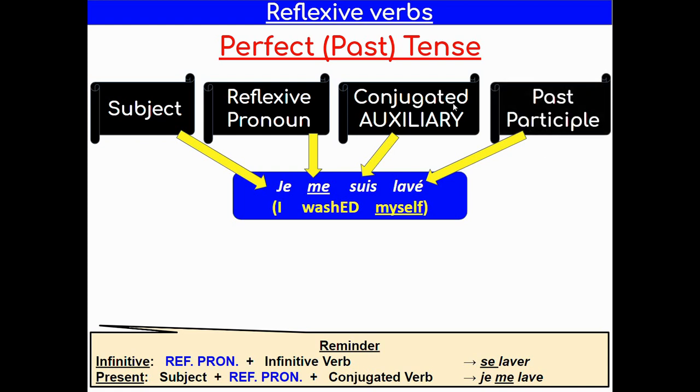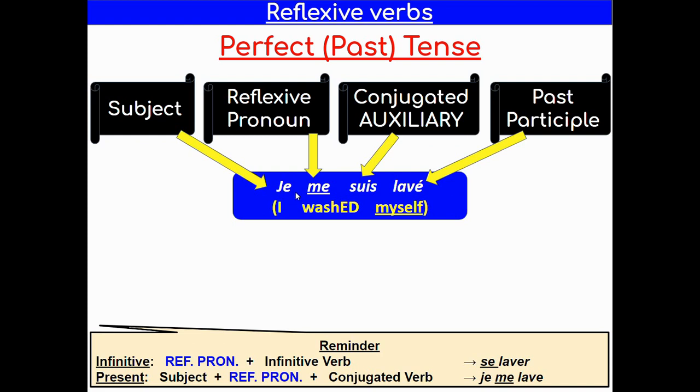Notice I wrote conjugated auxiliary. This will be relevant later. I said conjugated auxiliary because conjugating means matching a verb to its subject. And suis is the one that matches the subject. This here, the past participle, will be the same whatever the subject is as long as it's in the perfect tense. Okay? So you might say tu t'es lavé, il s'est lavé. The past participle will not change. This is what will change. The auxiliary is what's conjugated. This will be relevant later.